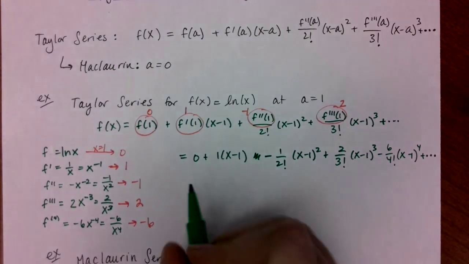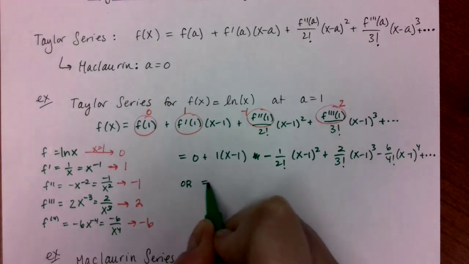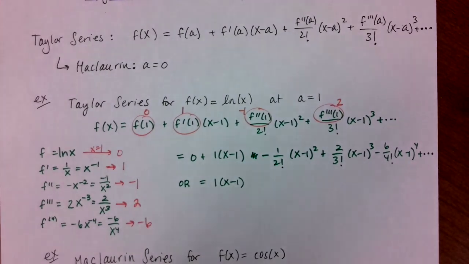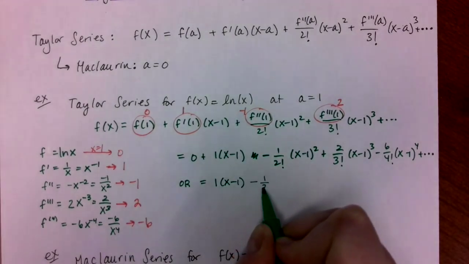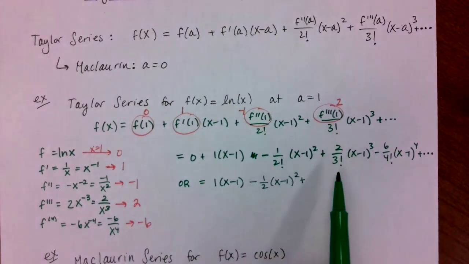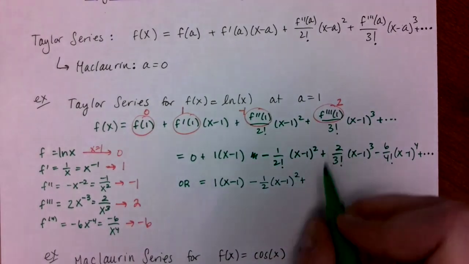Otherwise, you could start to simplify. So I'm going to give an alternative version of the answer with the 0 term just kind of dropped. 1 over 2 factorial is a half. 2 over 3 factorial is 2 over 6, so that's 1/3.